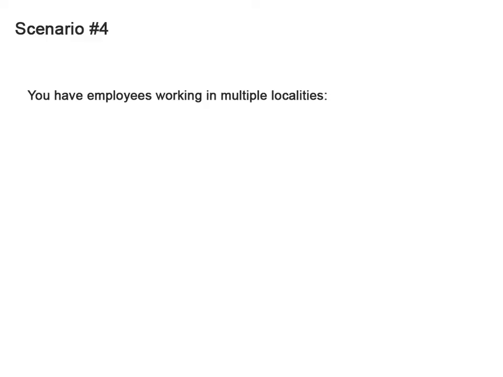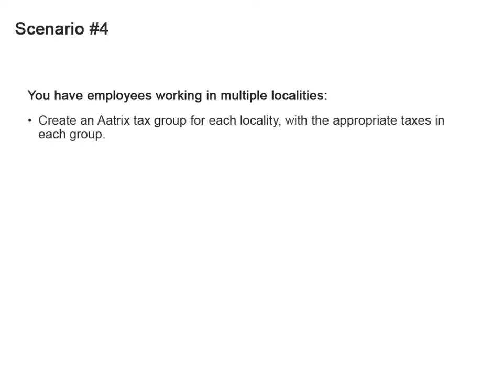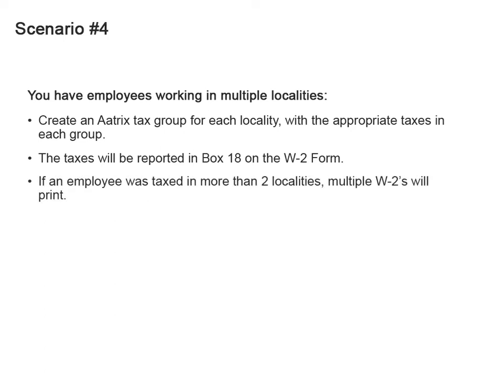And now for the last scenario, where an employee may have been taxed in more than one locality. To prepare for this, you will need to create a group for each locality with the appropriate taxes in each group. The system will then group together the locals when the W-2 printing is started, and if the person was taxed in more than 2 locations, they will get extra copies of the W-2s.